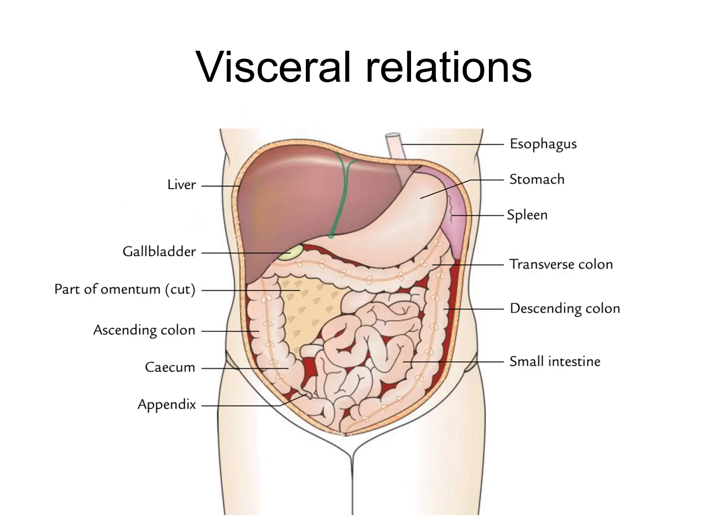Now we will see the visceral relations of the spleen. This is the diagram of the abdominal cavity, and the anterior abdominal wall is removed. Here you can see the liver, this is the stomach, this is the spleen, and this is the large intestine, and this is the small intestine. And now you can clearly see that the spleen is related to the fundus of the stomach, and you can even see that it is related to the left colic flexure or splenic flexure of the colon.